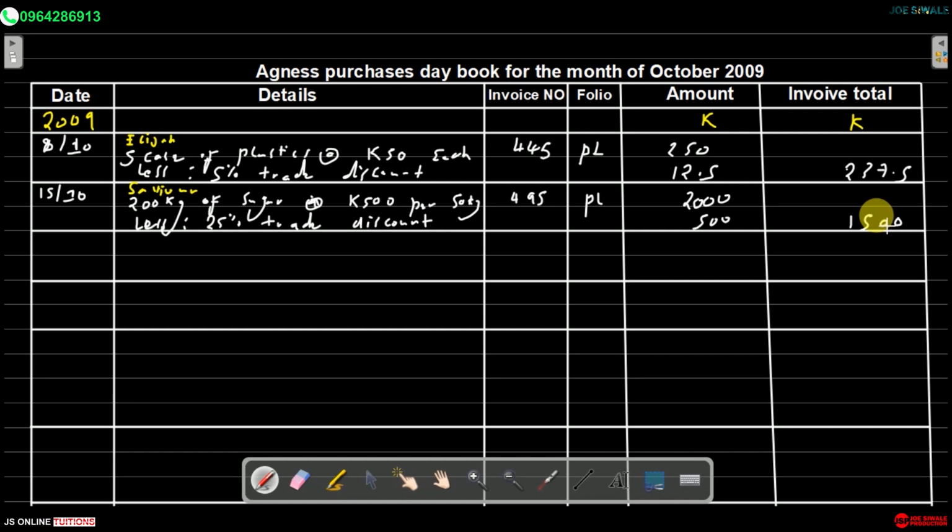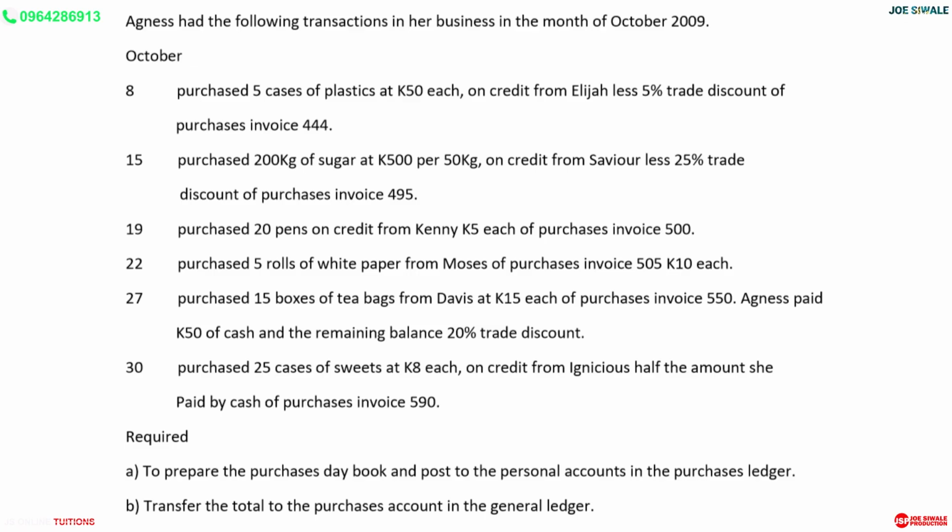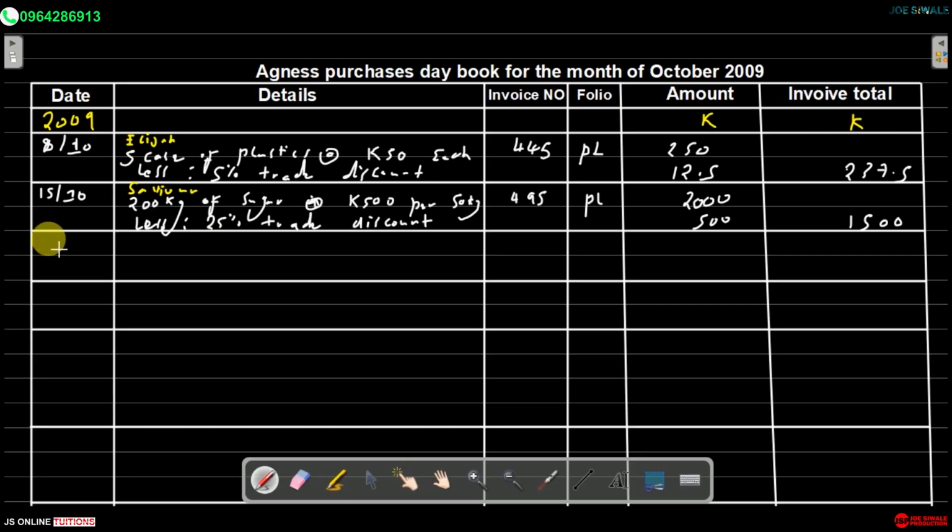So the next transaction occurred on the 19th, purchased 20 pens on credit from Kenny at 5 kwacha each, of purchases invoice of 500. So let us record that. So we know that that's on the 19th of October. So we're going to write down the name of the supplier, and we know that's Kenny. So to write down the description, we can say 20 pens at 5 kwacha each.